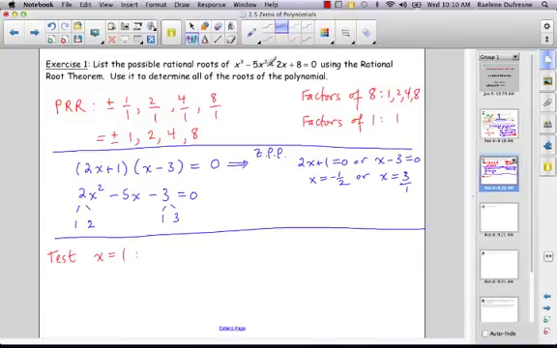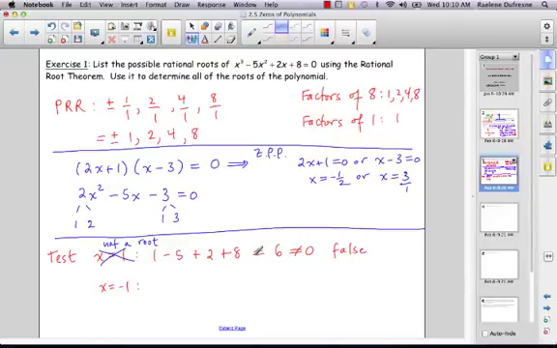So if we test and substitute in, we get 1 cubed minus 5 times 1 squared plus 2 times 1 plus 8. And that value is equal to, I'm going to add up the positive numbers, 2 plus 8 is 10, plus 1 is 11, minus 5 is 6. So that's equal to 6, which is not true, so this is false. And therefore we have that this is not a root. Okay, well, we can try another value. Let's test x equals negative 1.